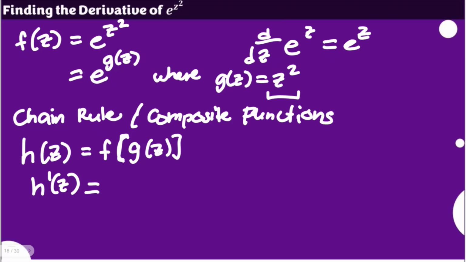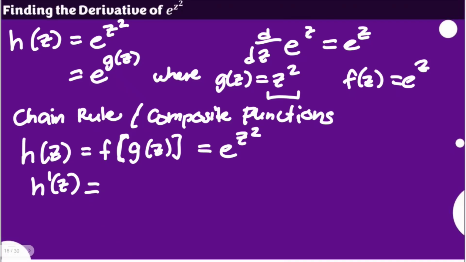Okay? That would mean our result here for the derivative of our given function, now, by the way, I'm going to use this as h. This is supposedly e to the power of z squared. Our f of z now here is just e to the power of z. But our g of z is z squared.